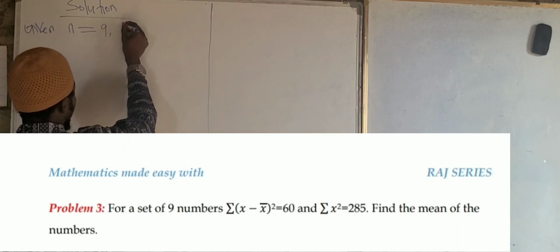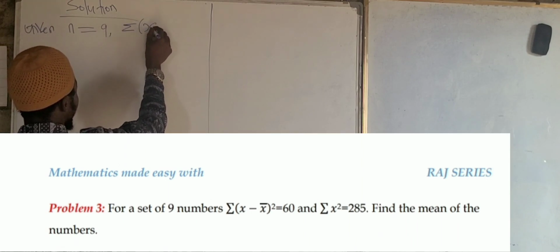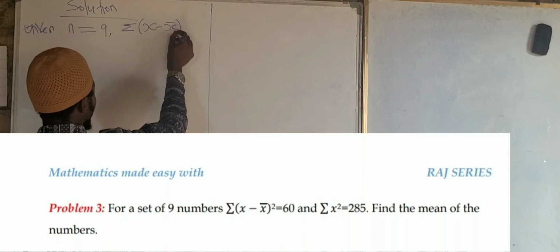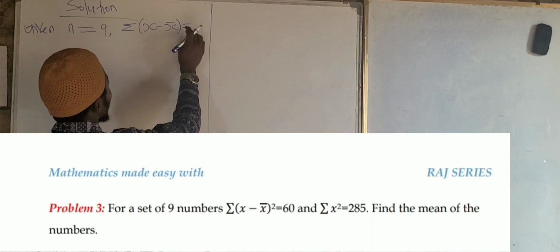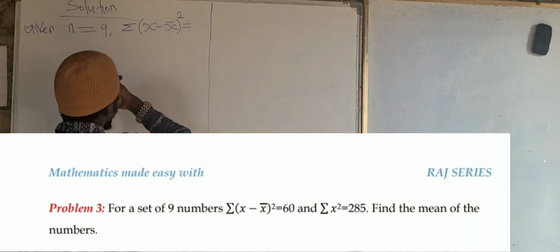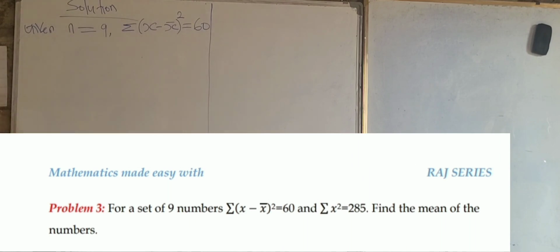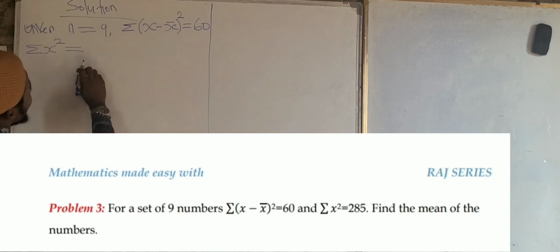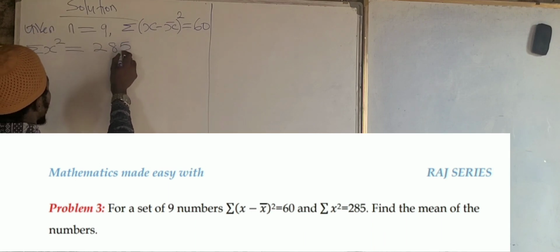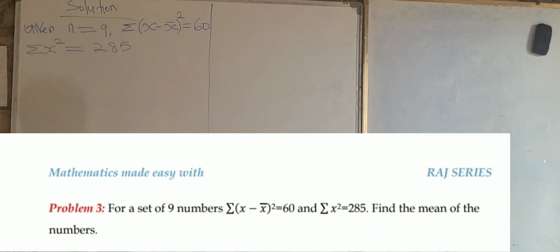Summation of (x minus x bar) all squared is equal to 60. Next, summation of x squared is equal to 285. Now find the mean of the numbers.